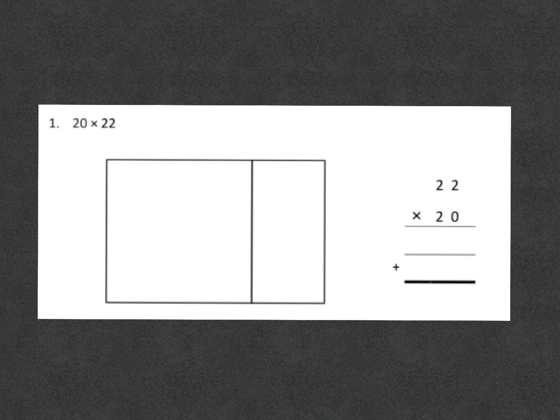In our first example, we have 20 times 22. So, first, we are going to fill out the box. So, the first box will have 20 times 20, because this is 22. The 2 in the tens place means it is a 20. And then in the smaller box, we're going to have 20 times 2.